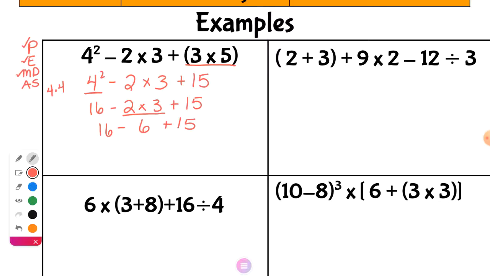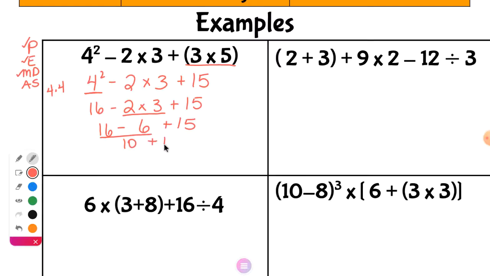I'm down to just subtraction and addition. Now, my rule is add and subtract from left to right. It's not add and then subtract. So, Kylie, what am I going to do next? 16 minus 6. Yes, because that's the problem on the left. Okay, addition and subtraction we do at the same time. We go from left to right. So what is 16 minus 6?